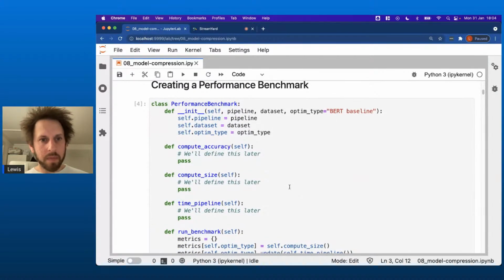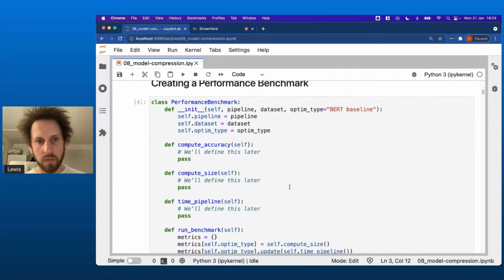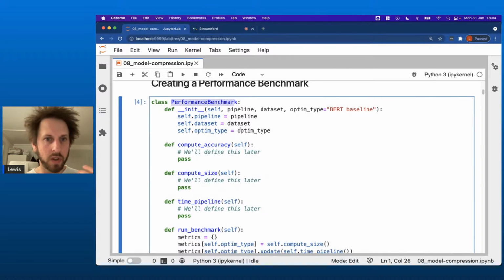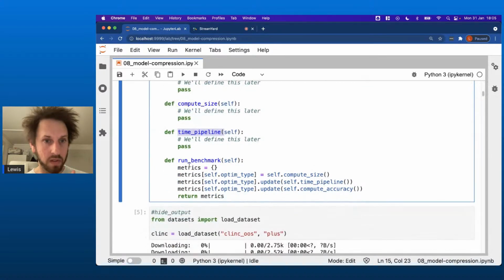So the thing you want to measure when you're looking at performance at inference is, first of all, how did the accuracy change? What I've got here is a class which takes a pipeline from transformers and a data set, and implements some functions which compute the accuracy of this model on the data set. We compute the size on disk because that's a useful thing to know. And we also time the pipeline in terms of its latency. At the end, there's a run benchmark function, which executes all these functions and gives us some metrics.